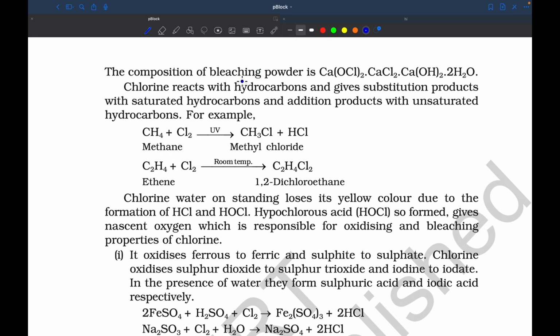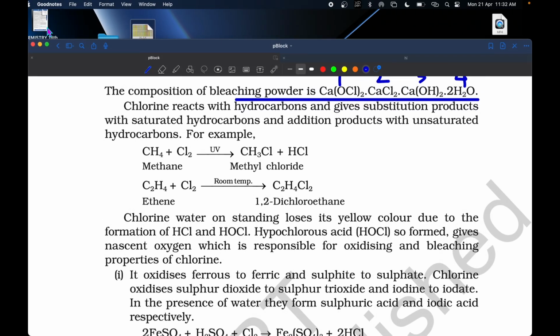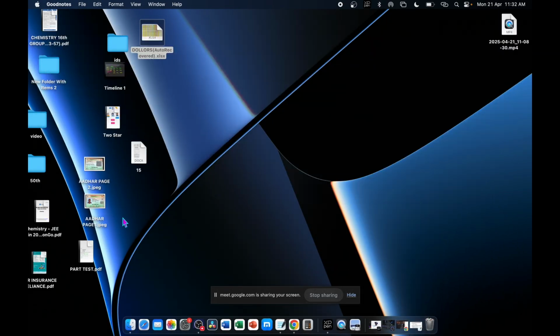The composition of bleaching powder is the mixture of these 4 components. You can check here. First compound, second compound, third compound, fourth compound. Right? Calcium chloride, calcium hydroxide, calcium chlorohypochlorite. Right? We will also check it on the internet once.